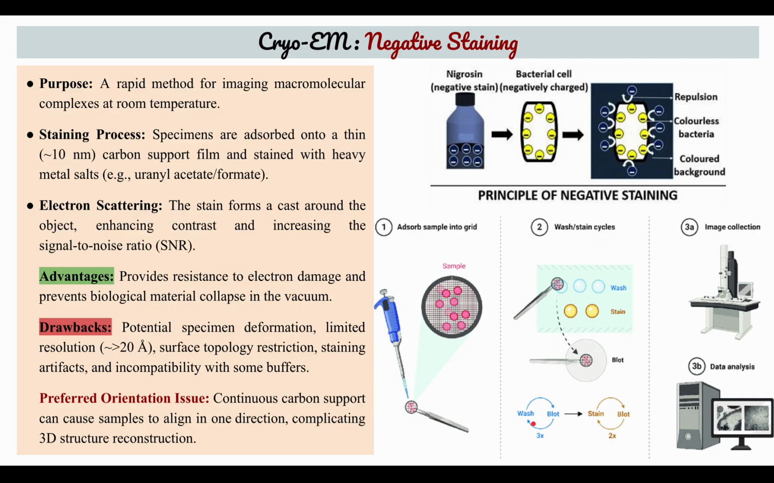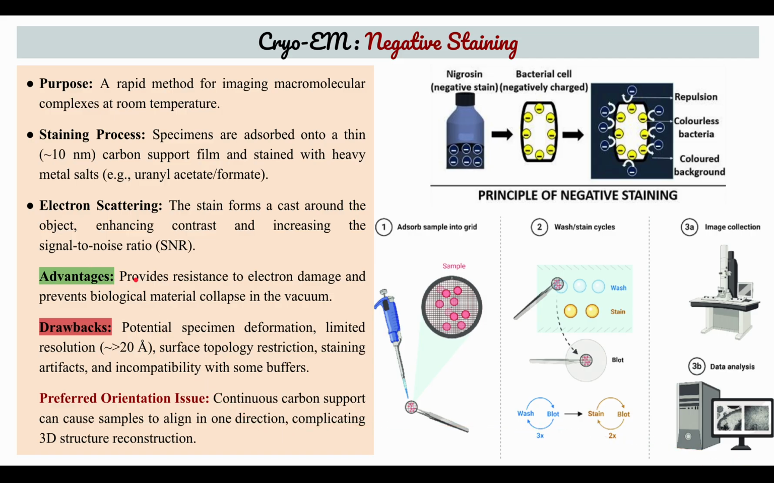So you will wash it and allow it to blot. In this case you are allowing your sample to get blotted, to get fixed onto this mesh. This is done 3 times, and then you add the stain and again allow the stain to get blotted, to get fixed to this particular sample. This is done 2 times, and again staining will be done. Now the image will be collected and data can be analyzed.